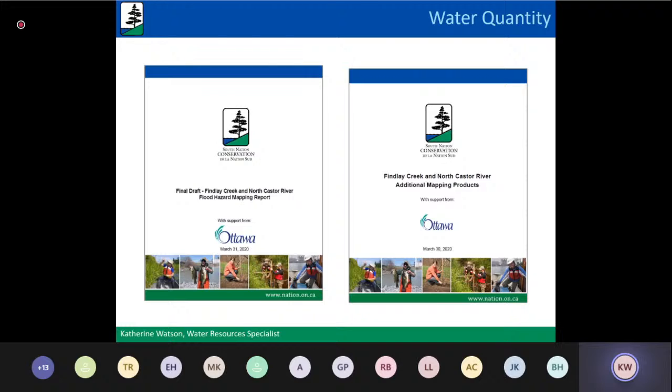And then at the same time, we completed a number of additional products for that floodplain mapping, looking at a number of different storm events, including the 2-year, 5-year, 10-year, 25-year, 50-year, and 350-year flood events as well, and looking at susceptible, or vulnerable, I should say, structures and roads and driveways within those floodplains. So all of those reports are available. Next slide.